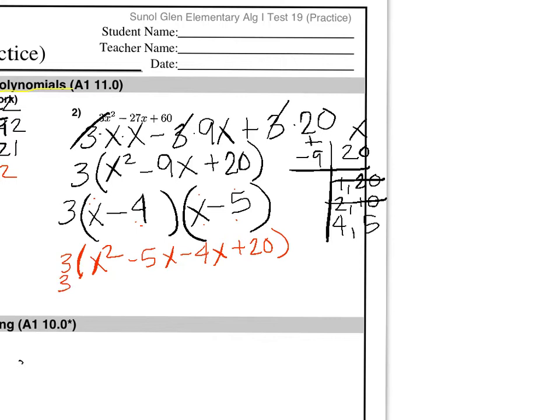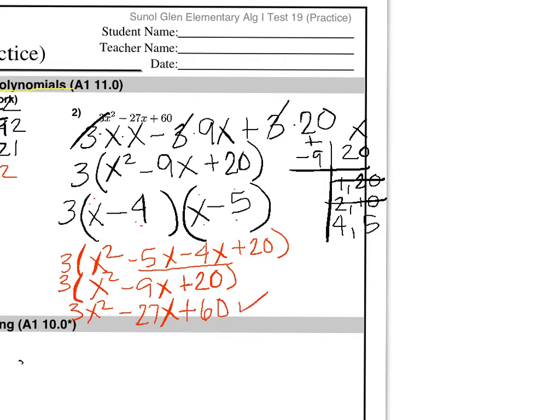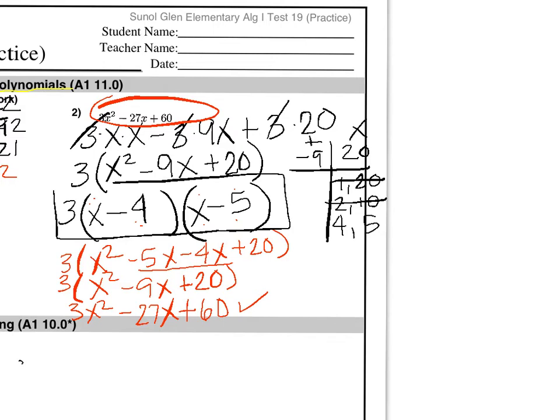And now I'm going to simplify by combining my middle terms. Negative 5x and negative 4x make a negative 9x plus 20. Now I'm going to distribute my 3. So I get 3x squared minus 27x plus 3 times 20, which is 60. And this actually matches my first starting equation up here. So I'm good, which means I'm going to take the time to box my final answer. Okay? Now let's move on.